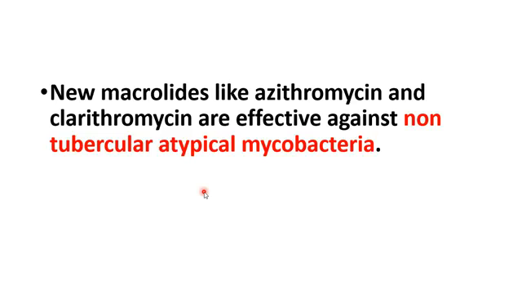And newer macrolides like your azithromycin, clarithromycin, they are also effective against your non-tubercular atypical mycobacterium. The drug of choice for non-tubercular atypical mycobacterium, in the mycobacterium avium intracellular complex, is clarithromycin or azithromycin, along with rifabutin. Okay, rifabutin along with ethambutol. We call it REC. Okay, REC means rifabutin plus ethambutol plus clarithromycin or azithromycin.